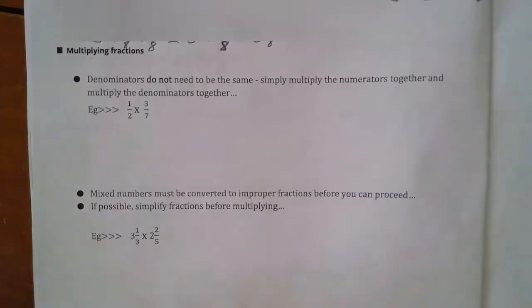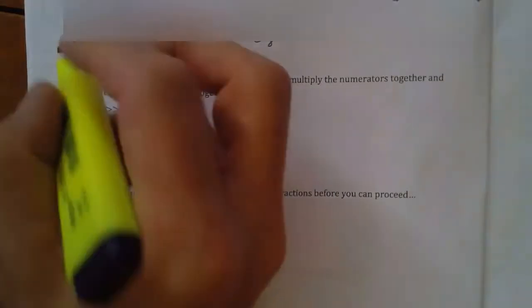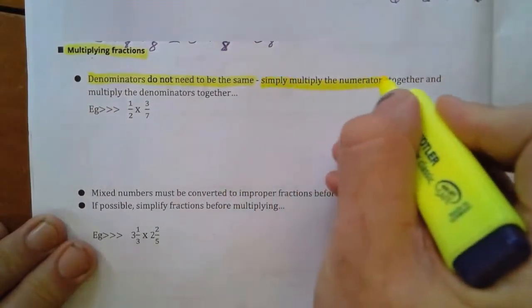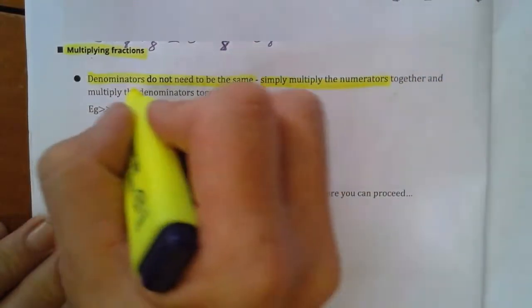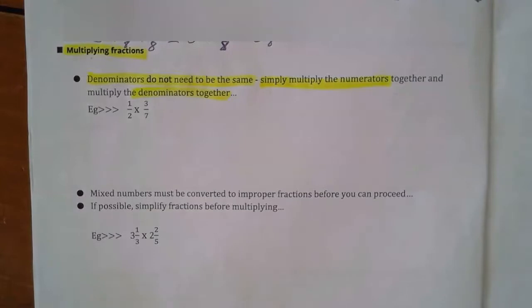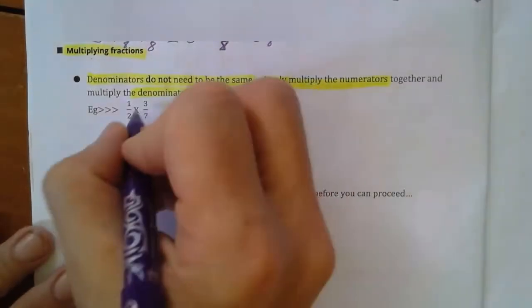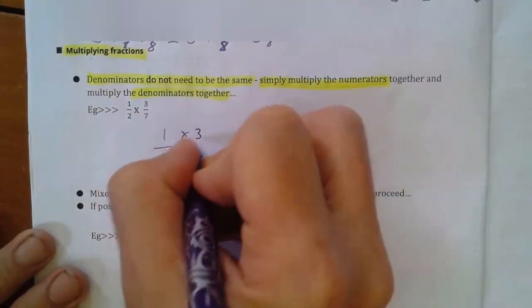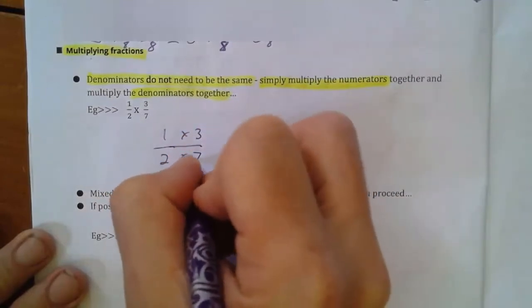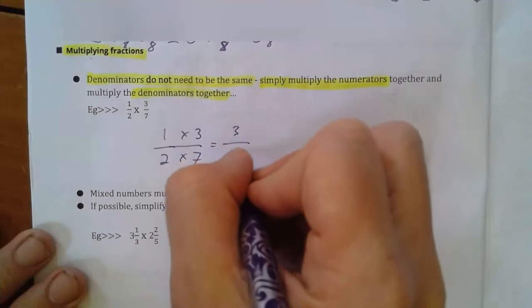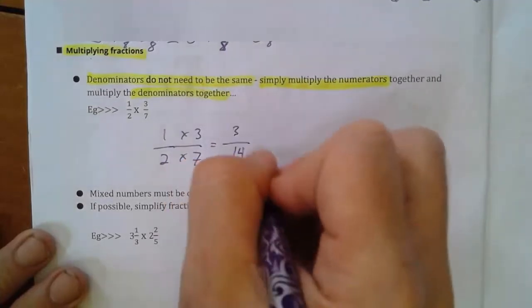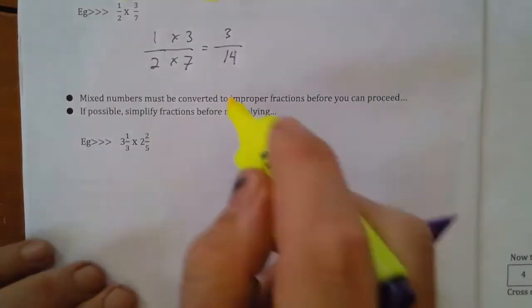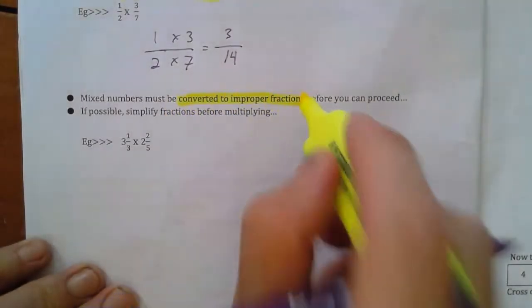Now multiplying. When you're multiplying fractions, the denominators do not need to be the same. You simply multiply the numerators together and the denominators together. So easy peasy. So when you have 1 over 2, you're going to multiply 1 times 3 and 2 times 7, and that gives you your answer, and that's 3 over 14. Can I simplify that further? I cannot.